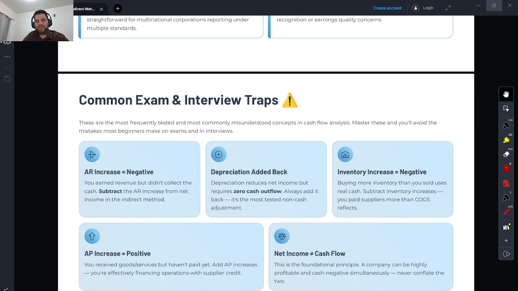So there are some common exam and interview traps. First, an increase in accounts receivable is negative for cash flow because revenue was recognized but the cash was never collected. Depreciation is added back because it reduces net income without reducing cash. An increase in inventory is negative because the company spent cash purchasing inventory. An increase in accounts payable is positive because the company delayed paying cash to suppliers. And finally, remember the most important principle: net income does not equal cash flow. A company can appear profitable on the income statement while generating very weak operating cash flow.